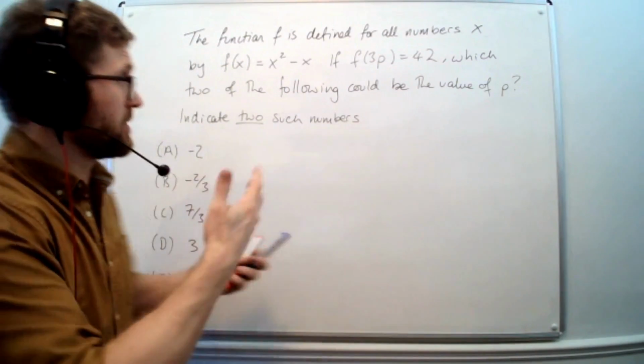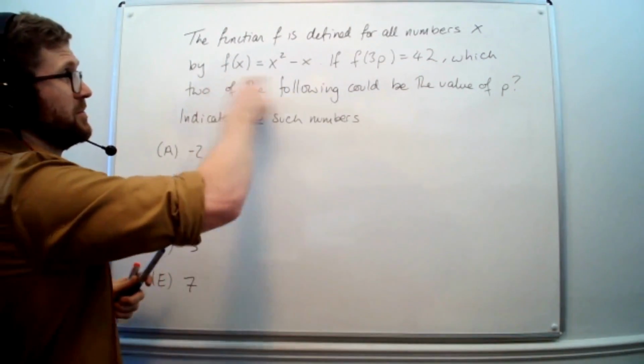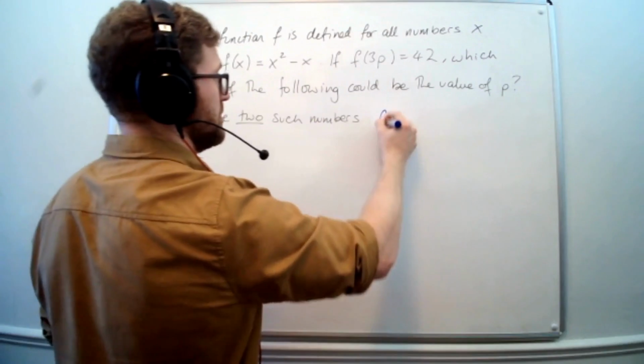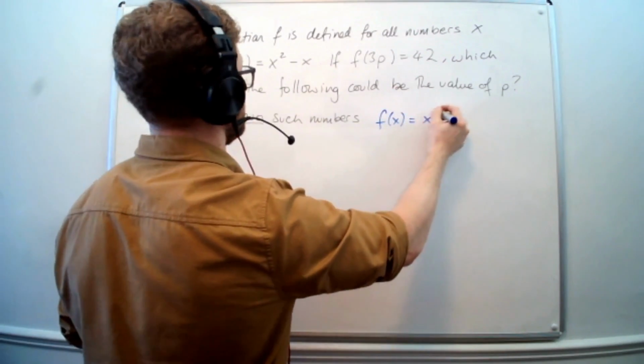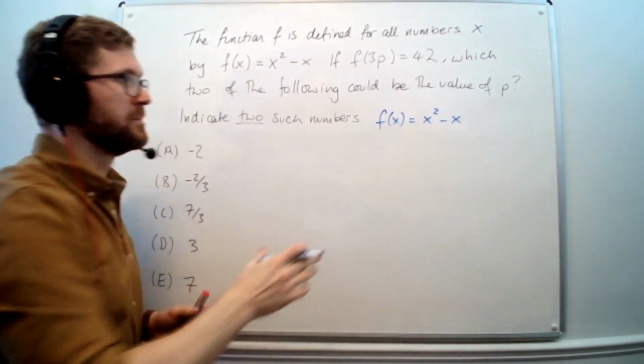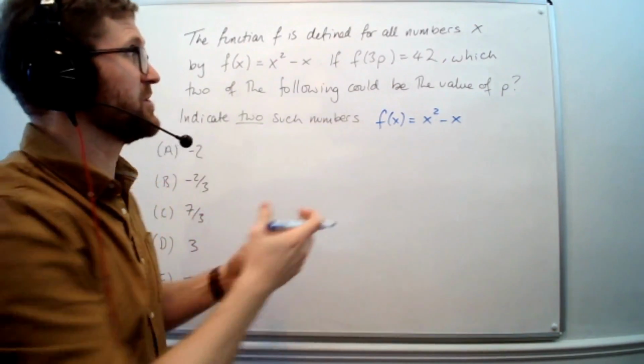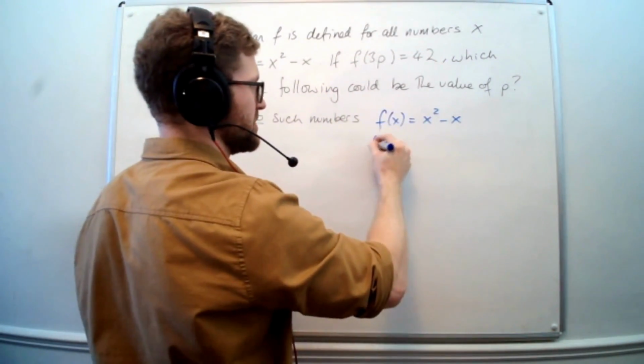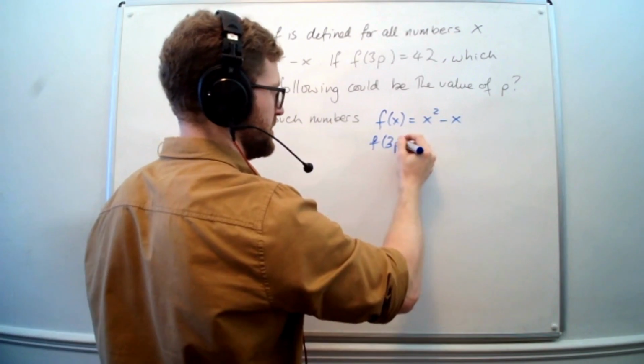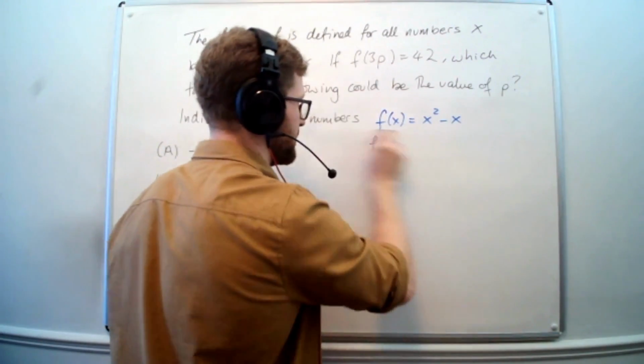All right, so like we said throughout the rest of the video, we've got a rule here. So I know f of x should equal x squared minus x. Now this time I'm giving you slightly different information. F of 3p equals 42. F of 3p, that is a terrible 3. Let me try that again.